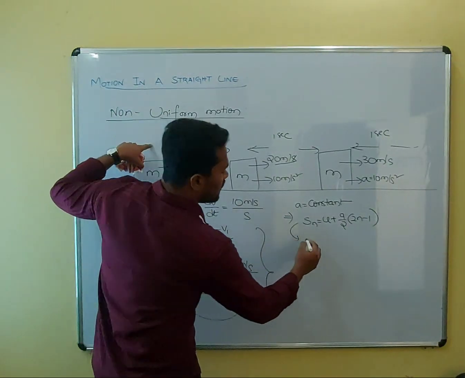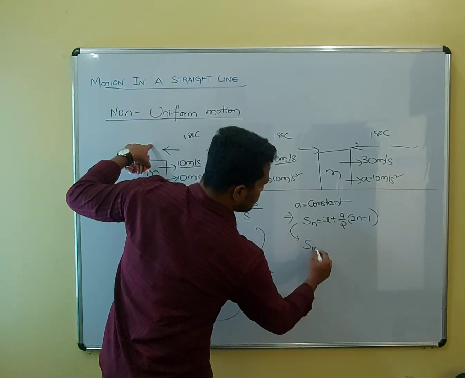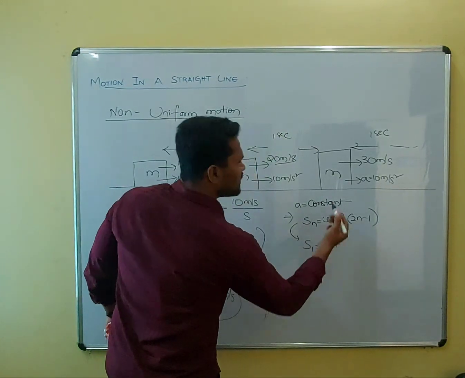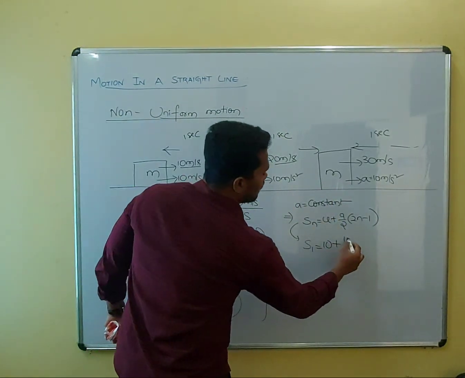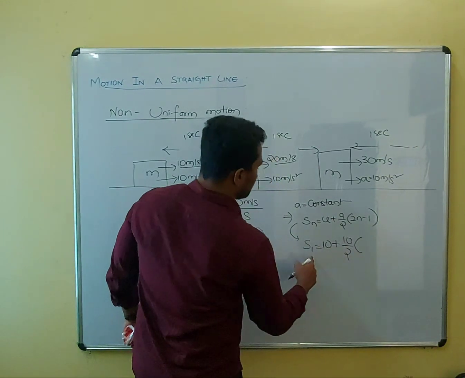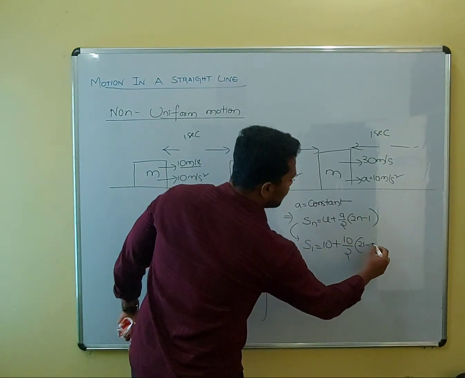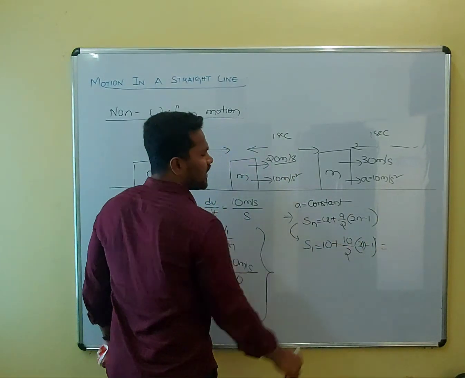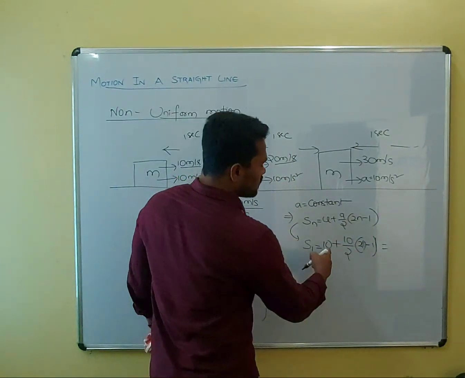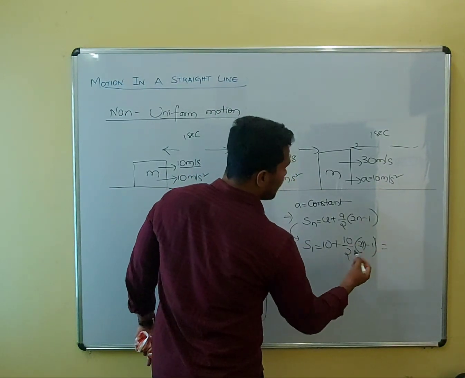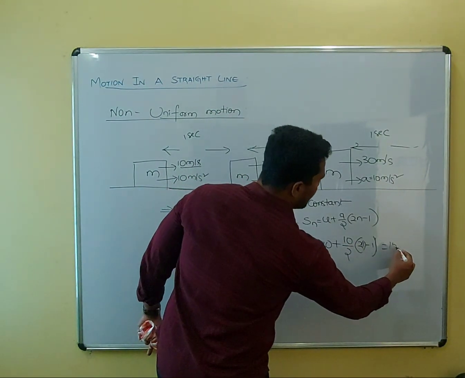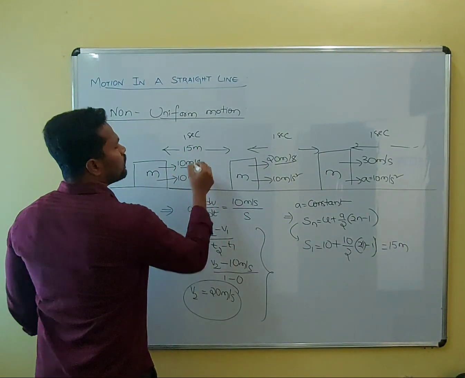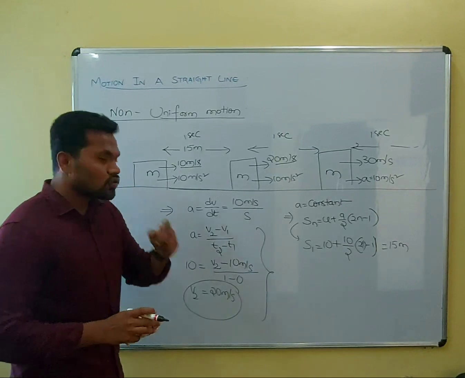Look at this. I'll calculate the distance traveled in the first second, that is s1 is equal to initial velocity 10 plus acceleration 10 by 2, in the first second, right? So (2 into 1 minus 1), which is 2 minus 1, 1, so 10 by 2, 5. So 10 plus 5, 15 meters. So distance traveled by the object in the first second is 15 meters. So are you getting, students?